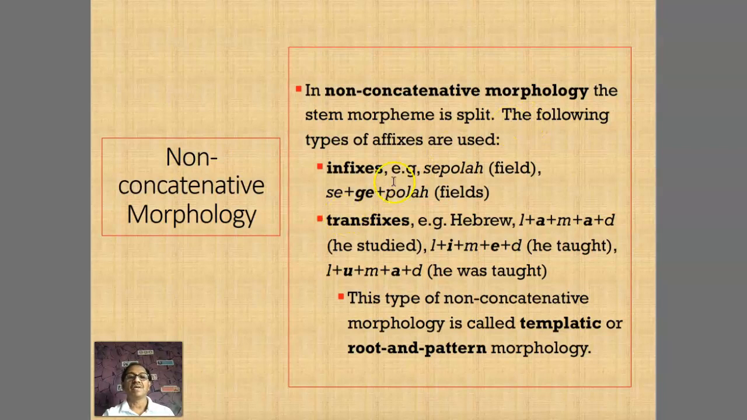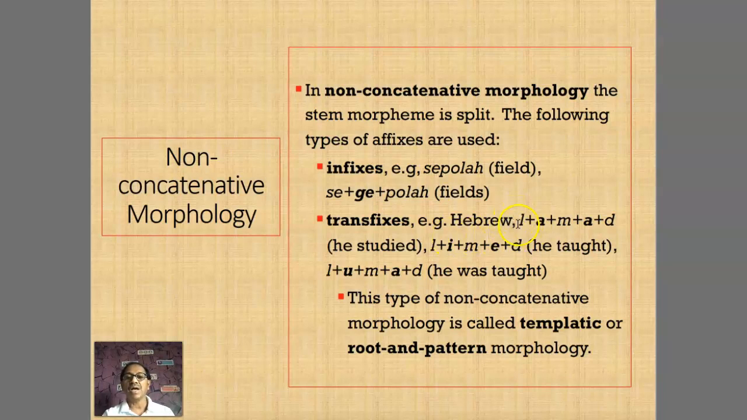That is, you have infixes. That means it goes in the middle. So if you have a word like sepola, field, you add ge into it. Segepola. Ge is the plural marker in this language. Sepola is singular, segepola is plural. Similarly, you have another kind of affix which is a transfix, which is found in Hebrew.